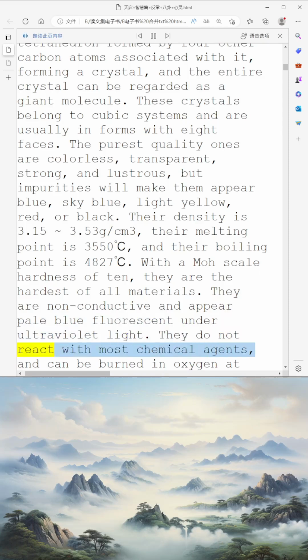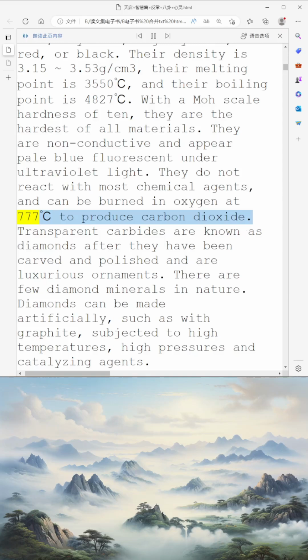They do not react with most chemical agents and can be burned in oxygen at 777 degrees Celsius to produce carbon dioxide. Transparent carbides are known as diamonds after they have been carved and polished and are luxurious ornaments. There are few diamond minerals in nature. Diamonds can be made artificially, such as with graphite, subjected to high temperatures, high pressures, and catalyzing agents.